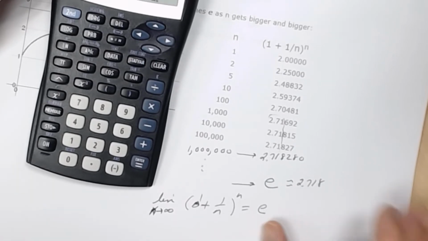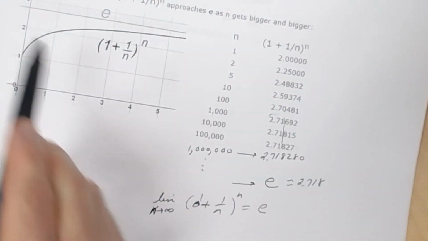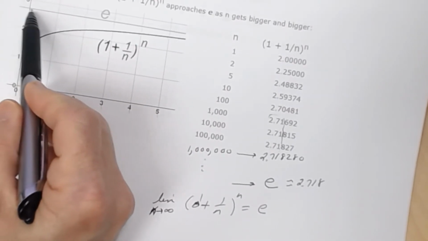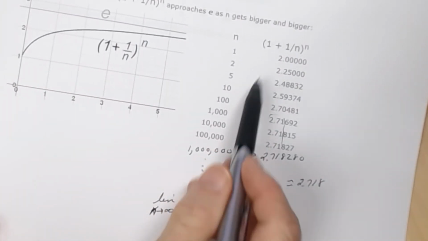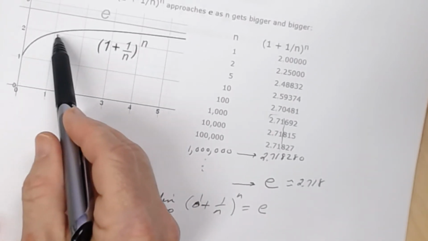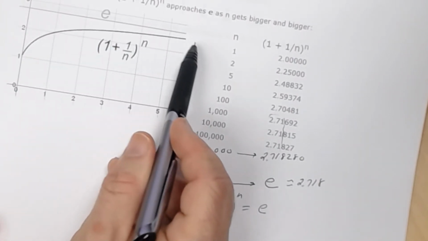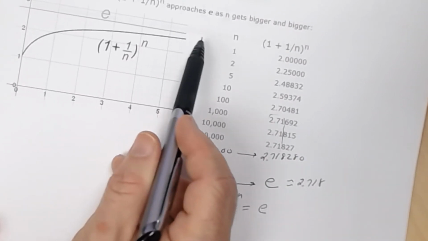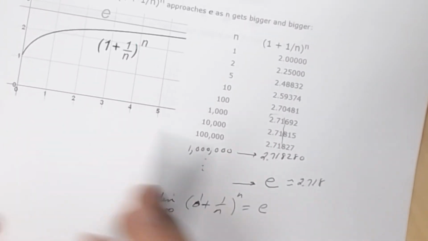Okay? All right. Now, so here's e. So e is approximately 2.718, right? So there's e, and there's that expression right here. So as n gets bigger and bigger, you see that graph gets closer and closer to that value of e right here. Okay? All right.